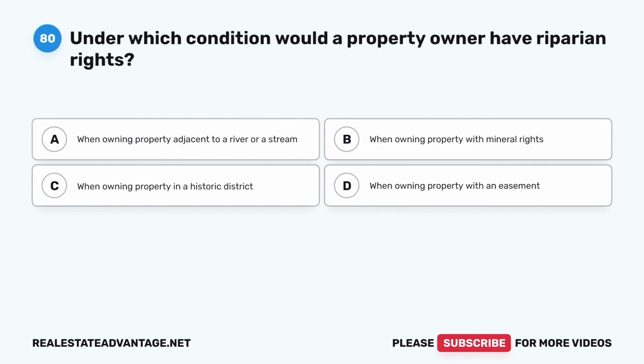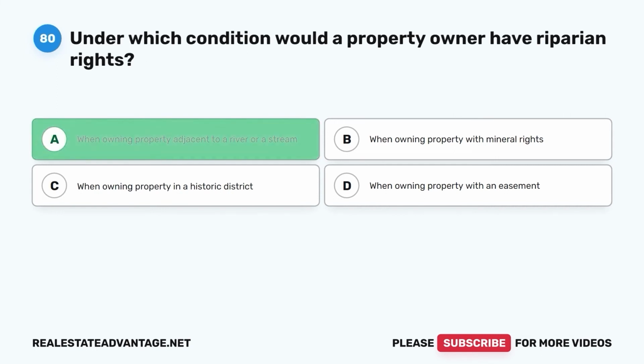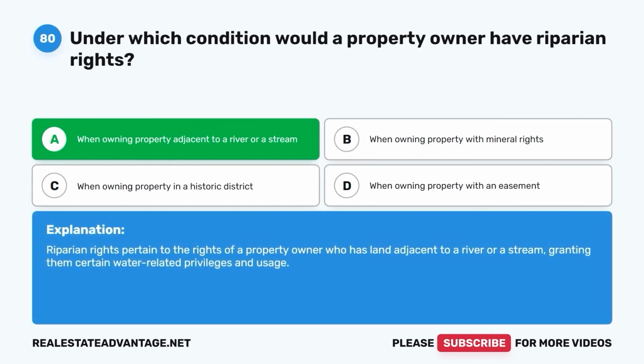A. When owning property adjacent to a river or a stream. B. When owning property with mineral rights. C. When owning property in a historic district. D. When owning property with an easement. The correct answer is A. When owning property adjacent to a river or a stream. Riparian rights pertain to the rights of a property owner who has land adjacent to a river or a stream, granting them certain water-related privileges and usage.